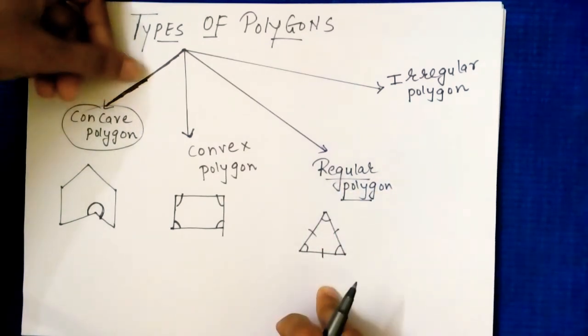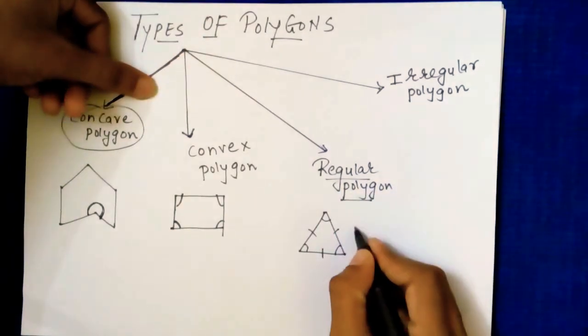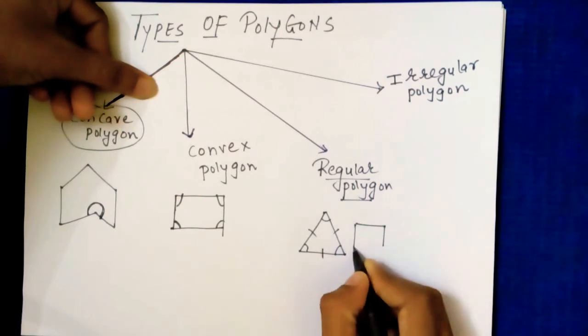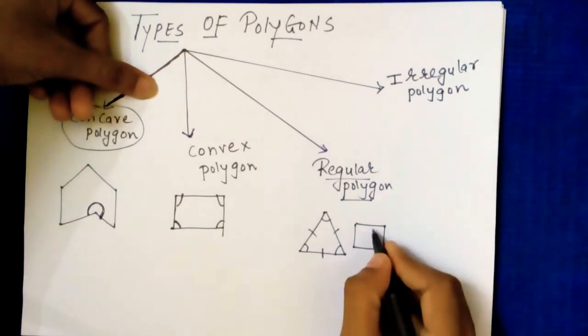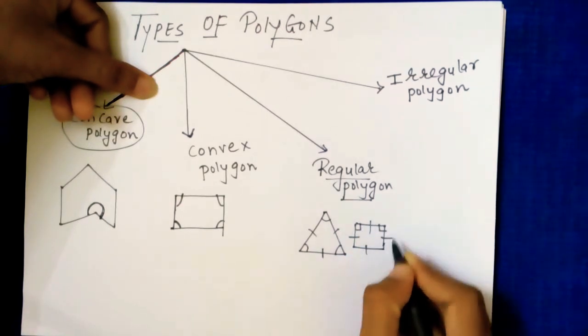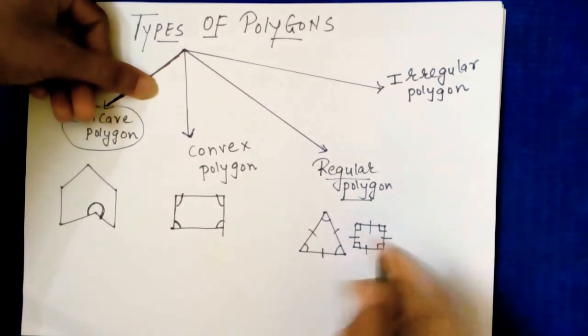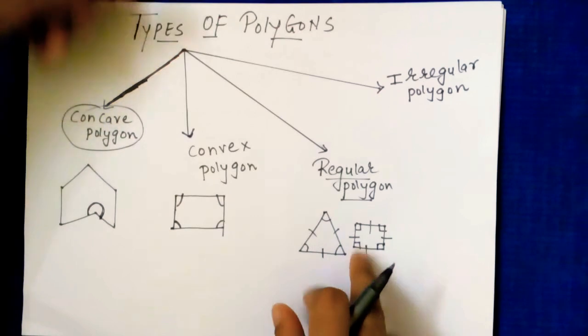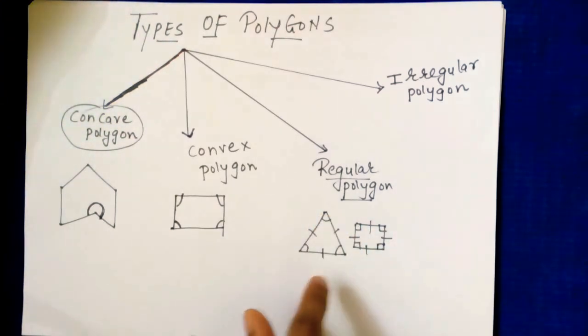So this is one example of regular polygon. You can take example of square also, because in square all 4 sides are equal as well as all angles are also equal. So this is regular polygon where all 4 sides and 4 angles are equal.